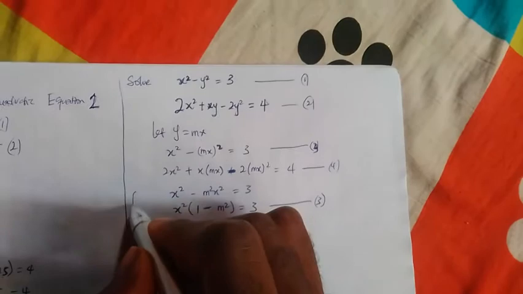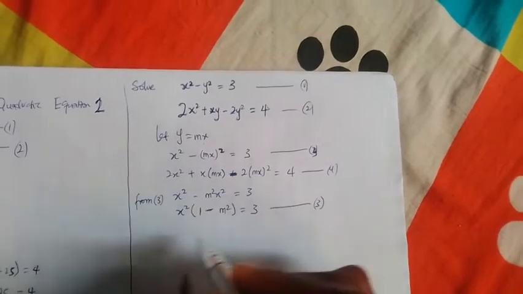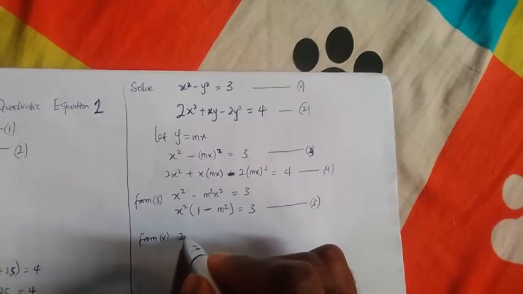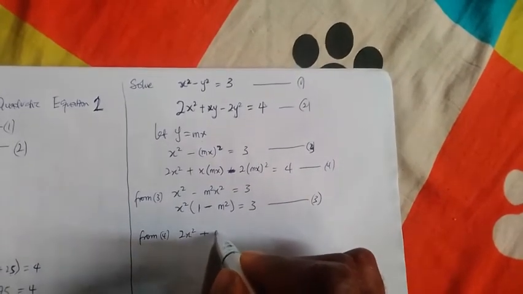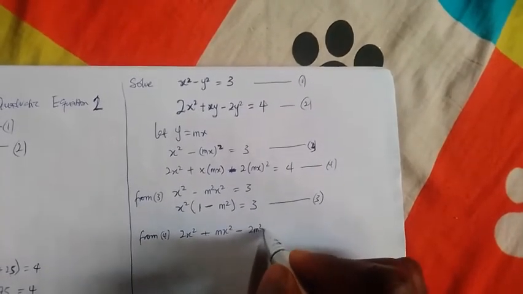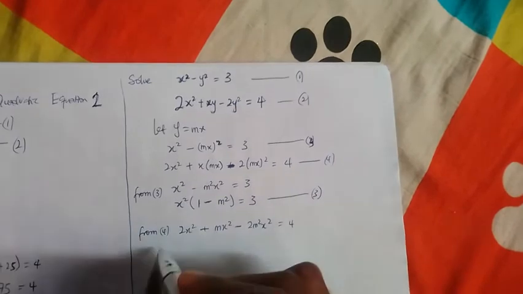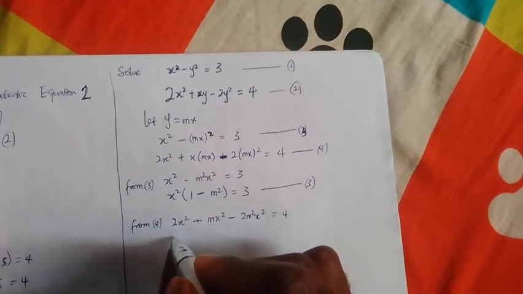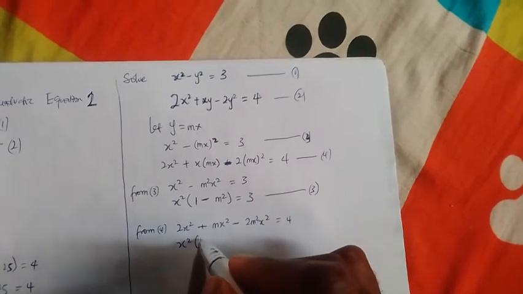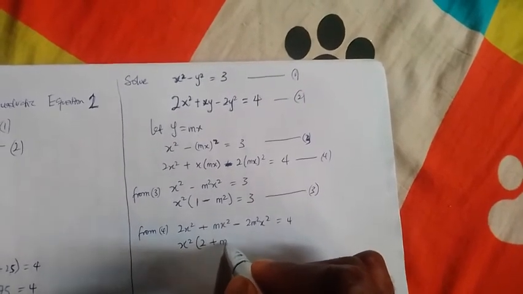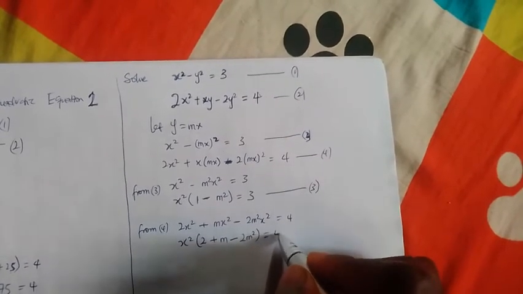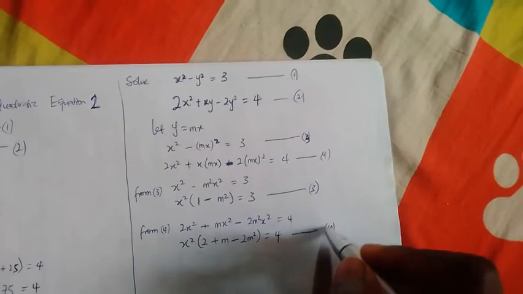Now from equation 4, what are we going to have? We have 2x squared plus mx squared minus 2m squared x squared equals 4. Now x squared is common on the left hand side. What remains is 2 plus m minus 2m squared equals 4. That still remains equation 4.